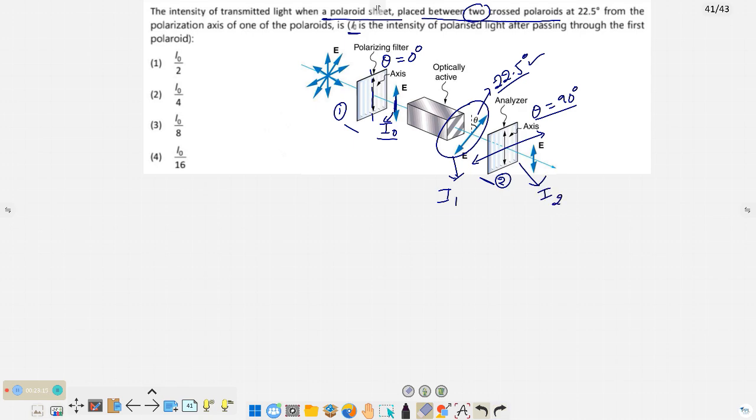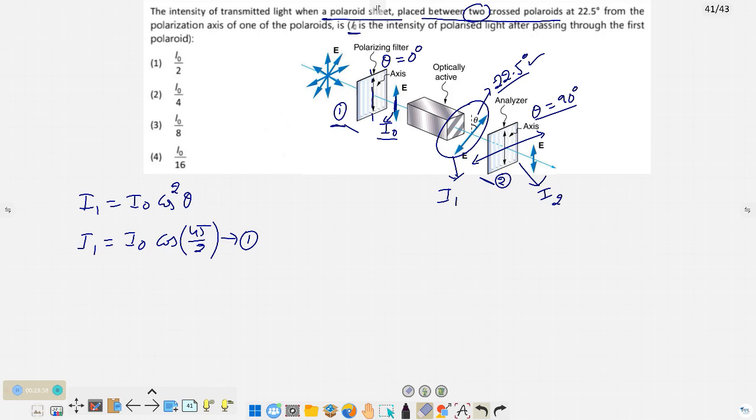You know that according to Malus law, I1 is equal to I naught into cos square theta, that is the formula. So what is the value here? I1 is equal to I naught into cos square of the angle between the first Polaroid and the second one, the middle one. This is 0, this is 22.5, the difference is 22.5, and I am writing 22.5 as 45 by 2, because we know the cos 45 value, that's why we took it like this. This is equation number 1.